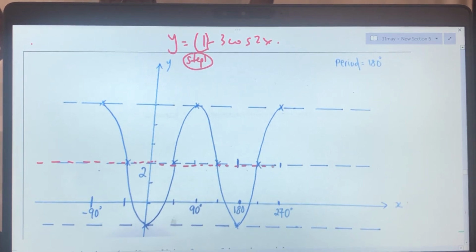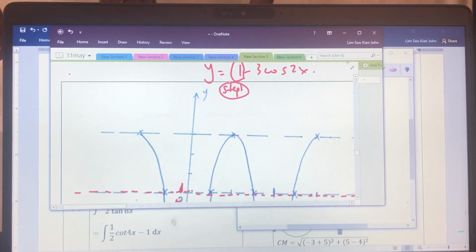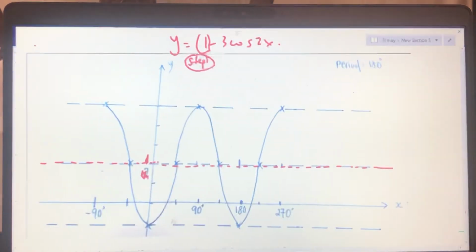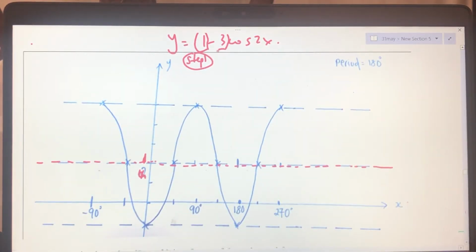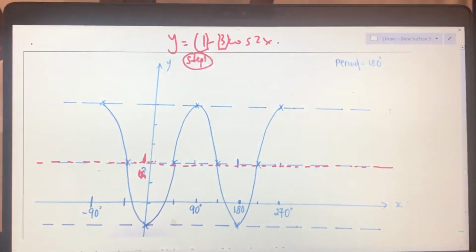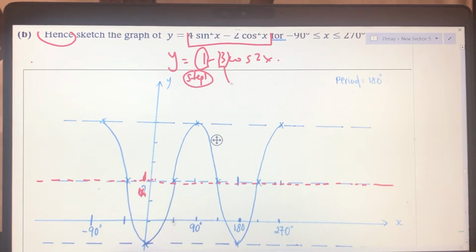Okay, so let's say this is your center line. Then of course this is not 2, this is 1, right? Okay, 1 is here. Then you have here 3, right? This 3 here is your amplitude.